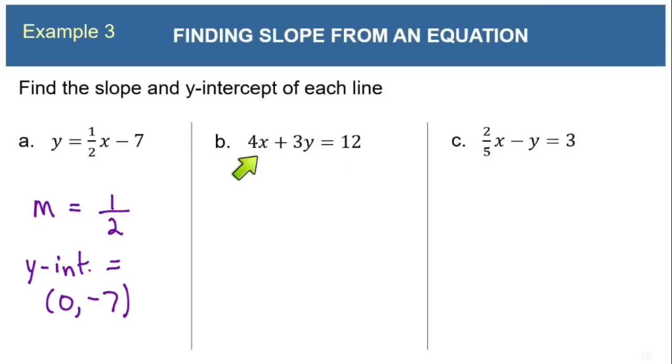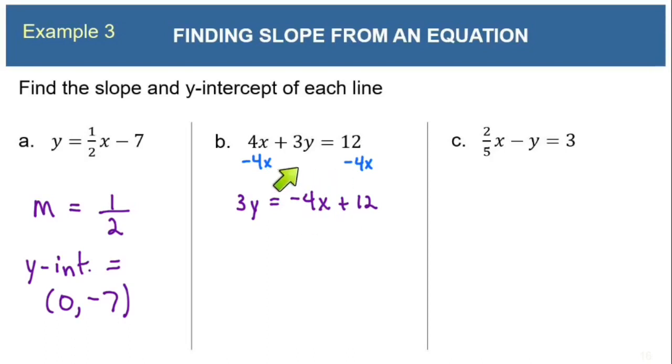Now in part B, this equation is not solved for y. So in this case, we can't see the slope and the y-intercept right away. We have to rearrange the equation so that the y is isolated. So that's going to involve getting rid of this x term and then getting rid of this coefficient. So first we want to isolate the y term. So we'll subtract 4x from both sides, and that will give us 3y equals -4x plus 12.